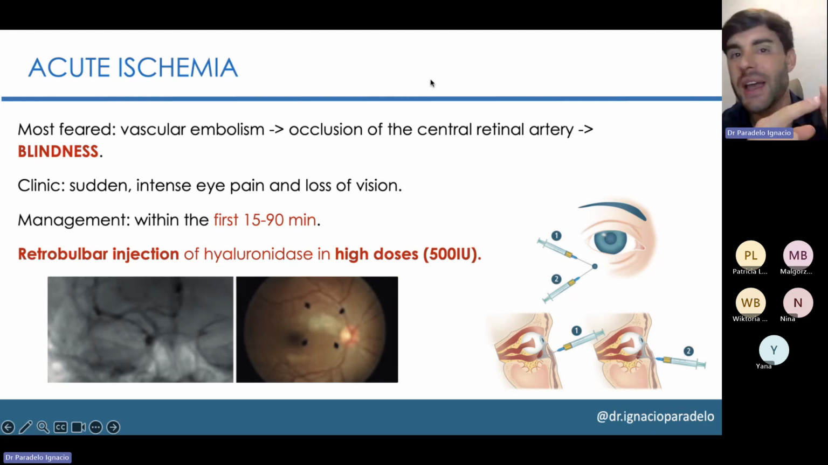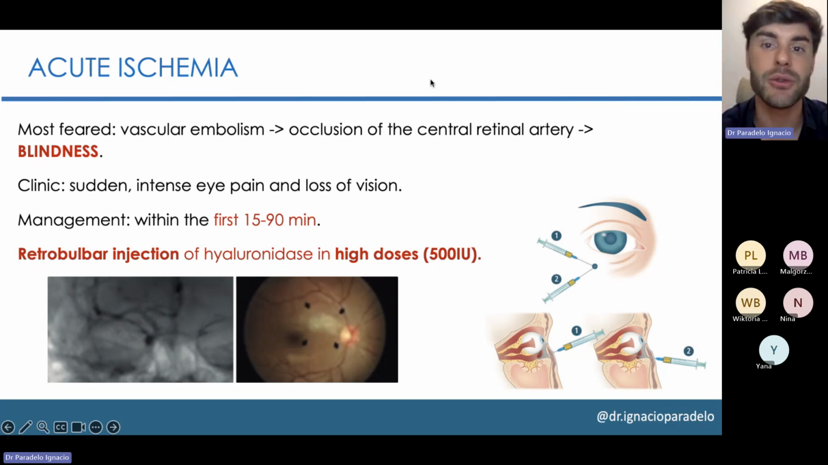To treat a granuloma, I said we can use 2 or 5 international units. To treat a necrosis, I said that we have to use 50 international units. But to treat the acute ischemia, we have to use higher doses, such as 500 international units. We have to do the retrobulbar injections and put a lot of hyaluronidase to try to save the retina. A lot of ophthalmologists say that it's very difficult to save an artery that has a vascular embolism, but we as doctors have to try to do all that is in our possibility to treat that acute ischemia.